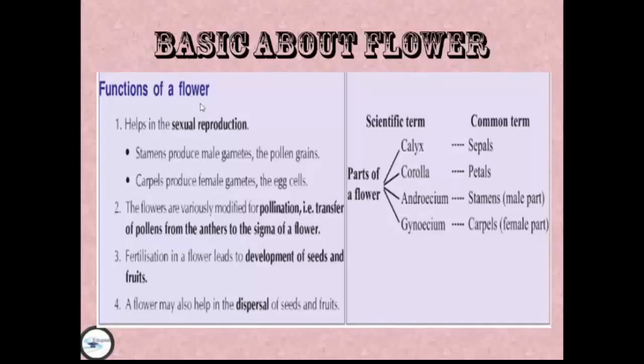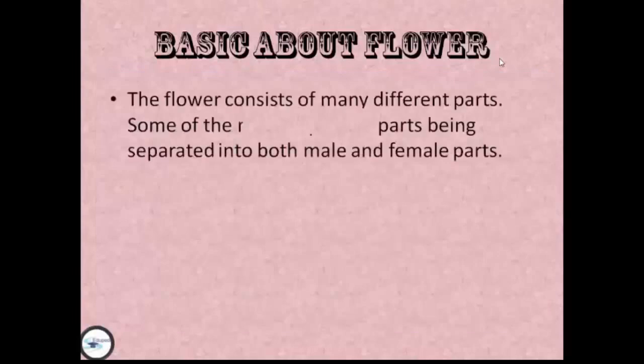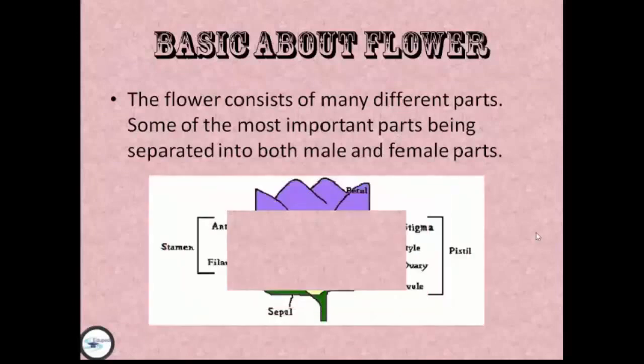The basic functions of a flower: it helps in sexual reproduction, and flowers are variously modified for pollination, the transfer of the pollen from the anthers to the stigma of a flower. Fertilization in a flower leads to the development of seeds and fruits, and a flower may also help in dispersal of seeds and fruits. The flowers consist of many different parts, some of the most important parts being separated into both male and female parts.